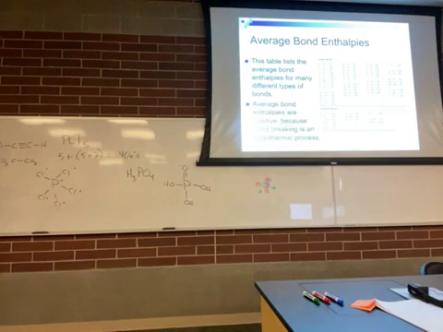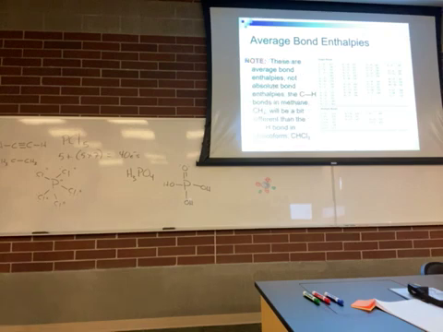Okay, so here's what we're going to do. This is an important thing. Note these are average bond enthalpies, and that's important because a carbon-hydrogen bond is not necessarily the same on all molecules. For example, the carbon-hydrogen bond here is going to be slightly different than the carbon-hydrogen bond here. So these are averages. And you see that here. The carbon-hydrogen bond on methane is going to be slightly different than the carbon-hydrogen bond on chloroform. So again, these are averages, not absolute. But overall, it gives us an idea of whether we're talking about an endothermic or exothermic reaction.